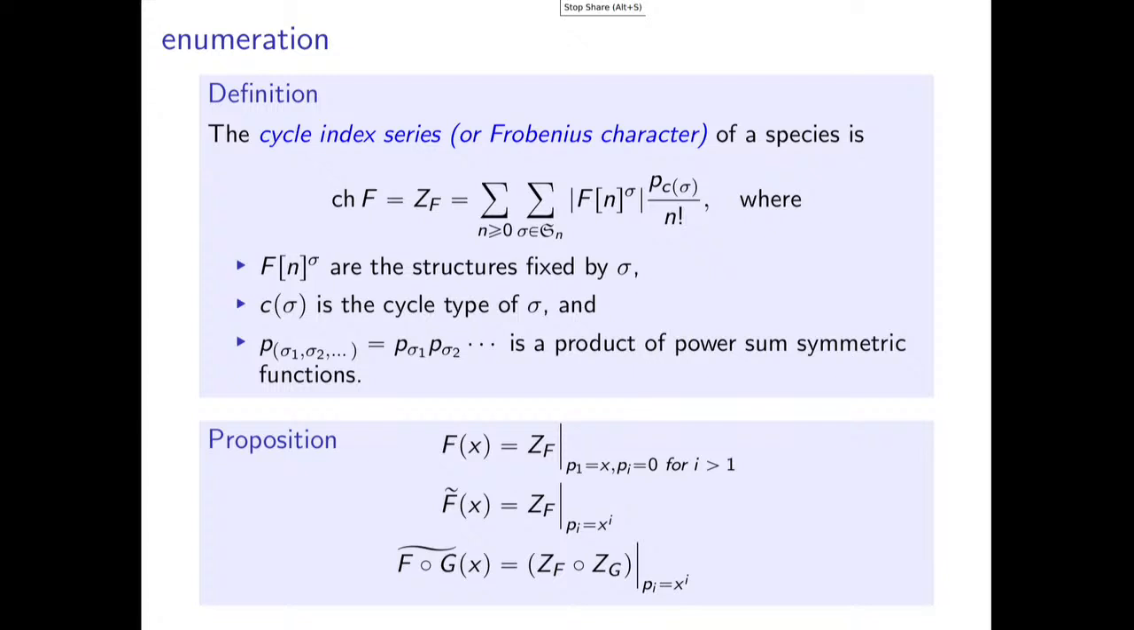I should stress the cycle index series does not determine the species. You can have non-isomorphic species which have the same cycle index series. And this is quite interesting because, as I said, it goes from the species to the character of the corresponding representation of the symmetric group. So this is just a character. But if you have a group action, you can have different group actions which correspond to the same representation. So this is not enough to get the group action back.